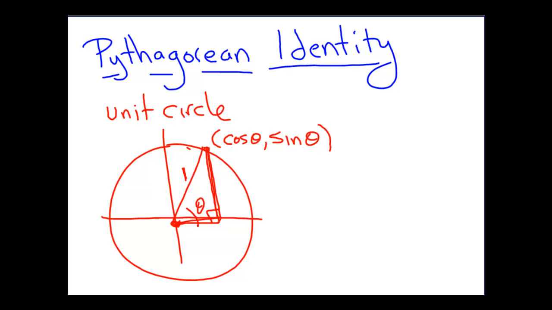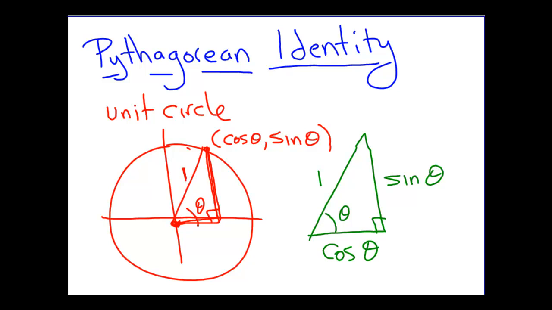Well, we could draw this in a slightly different way. I can just take this triangle out of the unit circle, and here our triangle has a hypotenuse of 1. The vertical or opposite side has a length equal to the sine of theta. The horizontal or x side, the adjacent side, has a length of cosine theta. So here we have a triangle that shows these three sides, and we got this triangle from the unit circle.